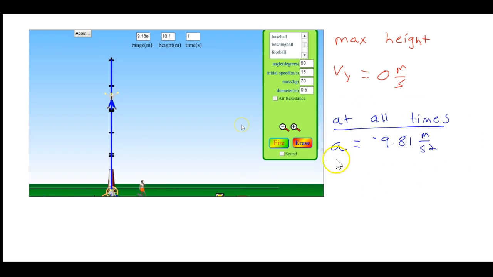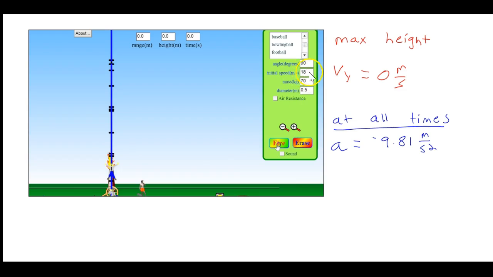Again, it's very important to note that at all times our acceleration is down. That's why I put this negative. And it is 9.81 meters per second squared, at all times. It doesn't matter where this guy is. At the very top, when he's first fired, as he's falling back down, even when he's moving up, his acceleration is down at 9.81 meters per second squared, because the only force on him is the force due to gravity.